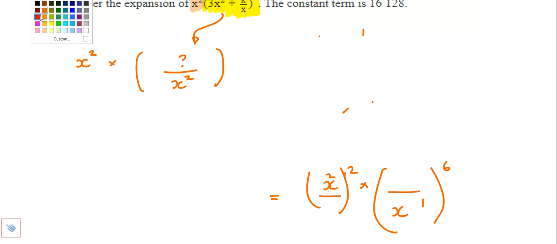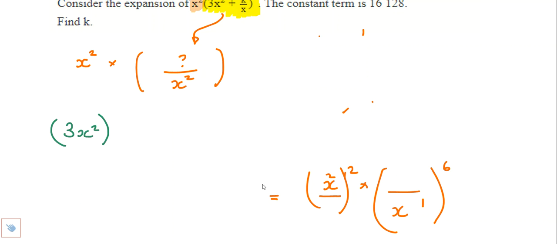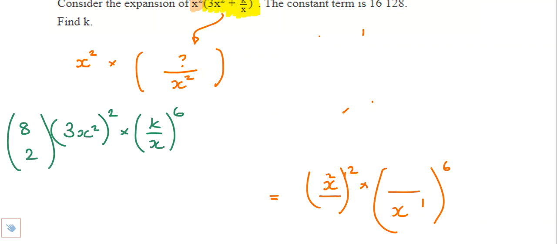So what that means then, like you say, now we've got, it's got to be 3x squared to the power of 2 times, what was it, k over x to the power of 6. So that's the one that I've determined I need. And the coefficient will be 8 over 2, or 8 over 6 again. Alright? So I'm just going to delete all that.